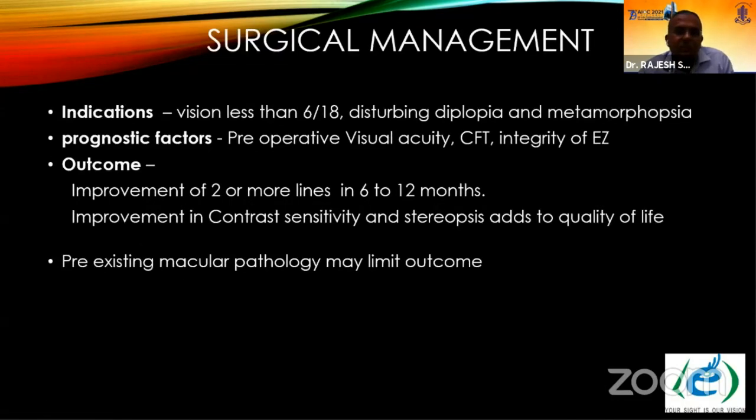As I showed in the videos, the mainstay of treatment is surgical, and the indication is usually vision less than 6/18 or disturbing diplopia and metamorphopsia. The prognostic factors are preoperative visual acuity, centrofoveal thickness, and integrity of the ellipsoid zone. The outcomes are usually improvement of 2 or more lines in 6 to 12 months, improvement in contrast sensitivity, and stereopsis adds to quality of life. The pre-existing macular pathology may limit the outcome.